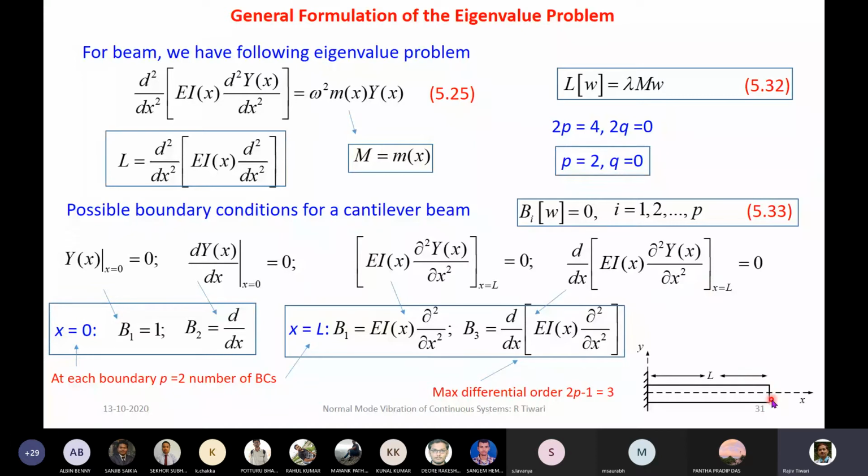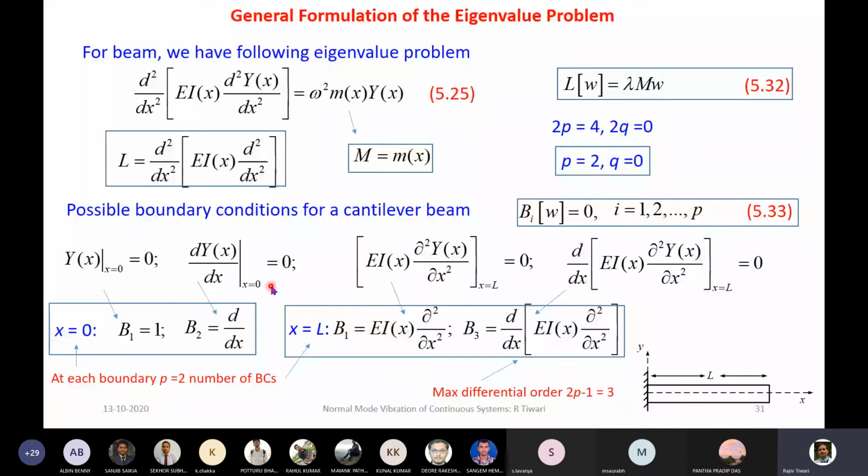We will see that for other kinds of problems, such as cable vibrations or torsion of a rod, these conditions will be different. The p will be 1 at that point of time. So for those cases, only one boundary condition needs to be satisfied at each boundary. But here we have p equal to 2, so at each boundary we have 2 boundary conditions.